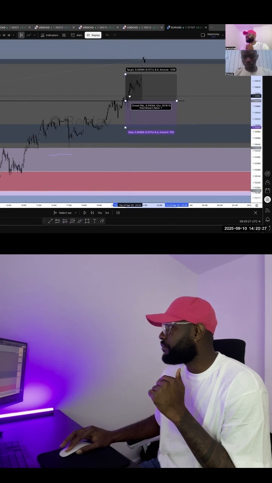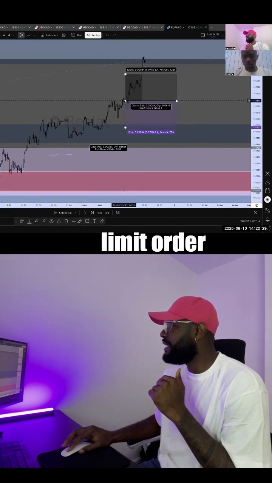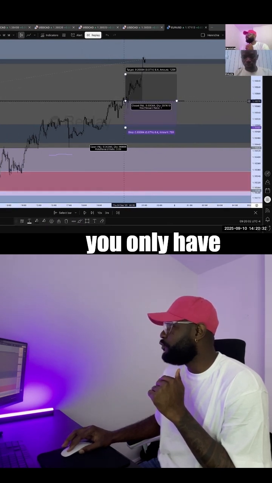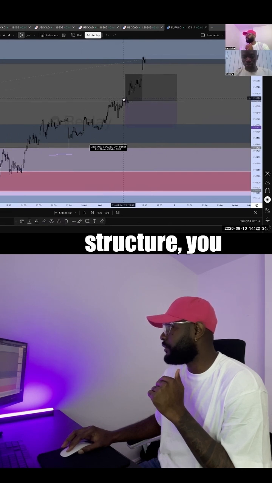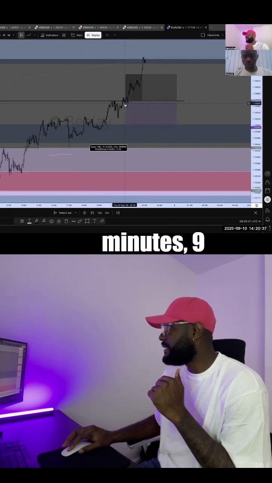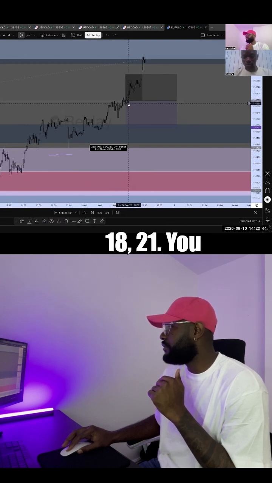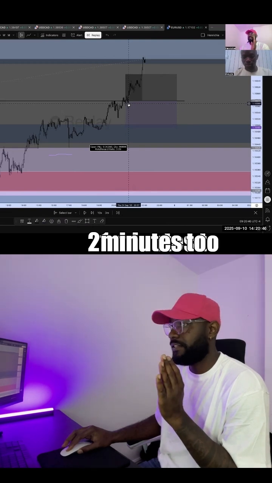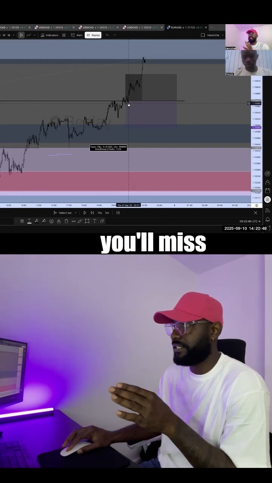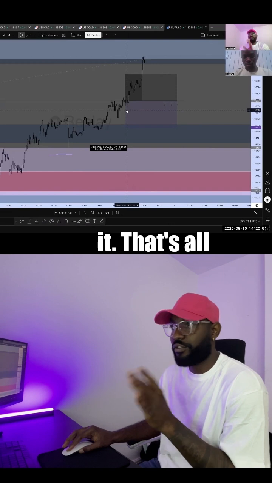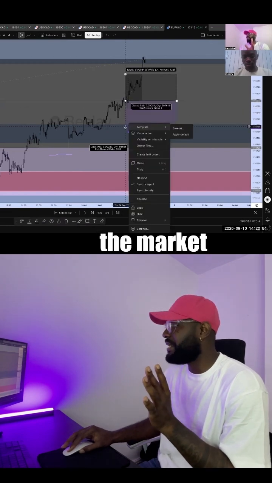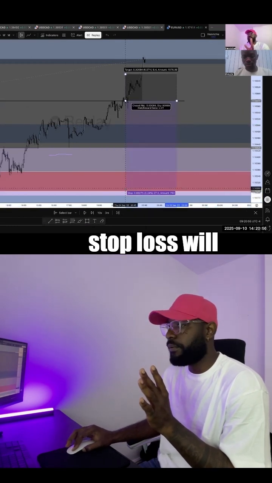Can you see that? If you fail to place your limit order there immediately, once it broke structure, you have 3 minutes, 6 minutes, 9 minutes, 12 minutes, 15, 18, 21. You had 21 minutes to place this trade. If not, you miss it. That's all you have, 21 minutes. That's what the market gave you in this kind of scenario. Your stop loss will be the low.